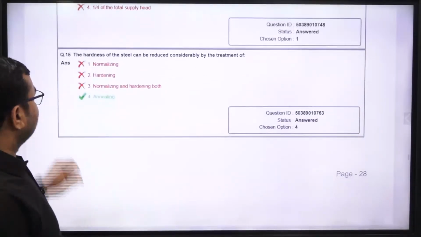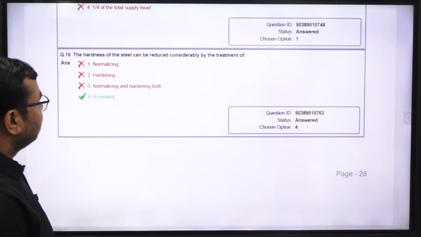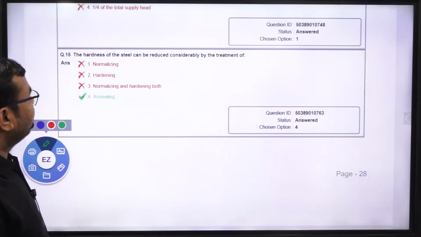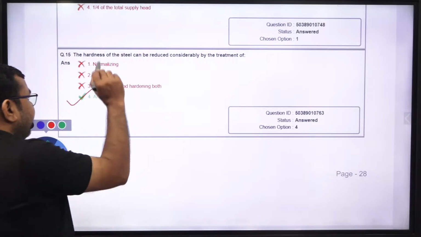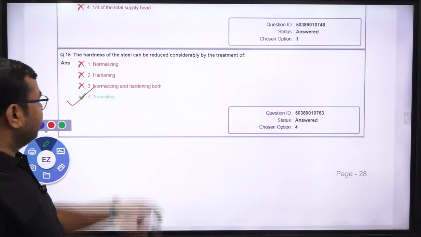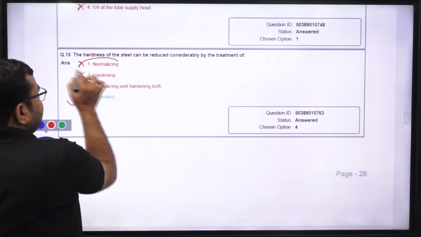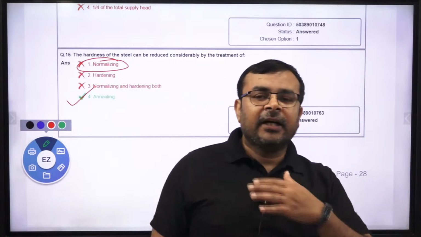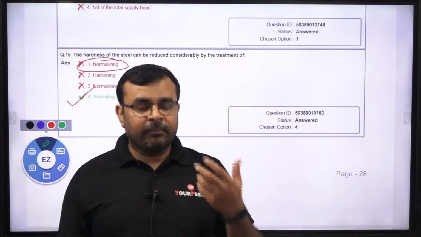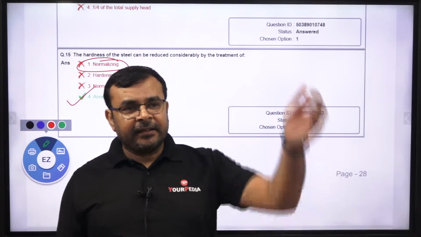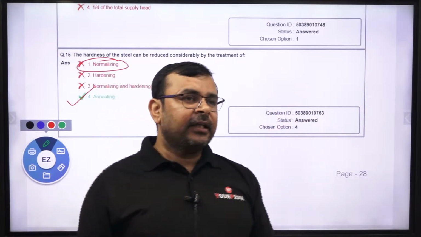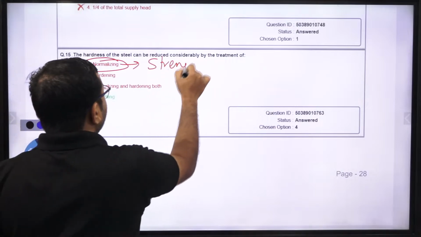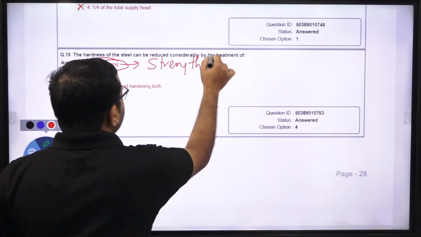Okay, let's see another question. The hardness of the steel can be reduced considerably by the treatment process. For the reduction of hardness, we provide the annealing process. So what about normalizing and hardening process? Normalizing is a process in which the material is heated up to a certain limit, in which the iron is present in the stable austenite form, and then it is cooled in atmospheric air. This is called the normalizing process, and through normalizing the strength will be increased.